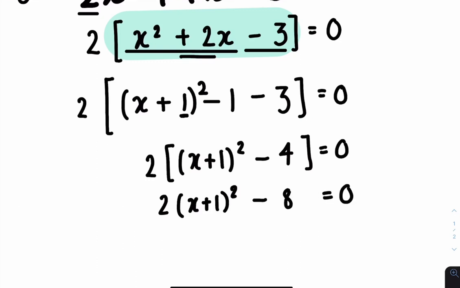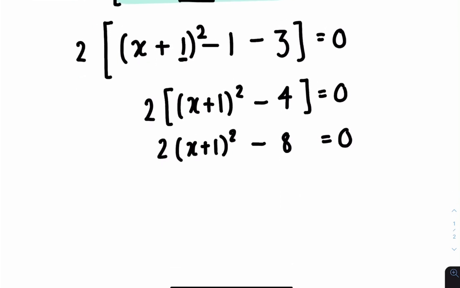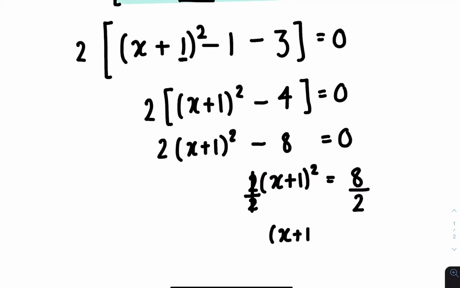And now you just solve this for x. So you want to get x on its own. First, I'm going to move that minus 8 to the other side. When you move it over the equal sign, it becomes the opposite. So the opposite of minus 8 is plus 8. So you'll have 2 x plus 1 all squared equals positive 8. Then divide both sides by 2. So if I divide this side by 2, that becomes a 1. And if I divide this side by 2, you'll get 4. So now you have x plus 1 squared equals 4.